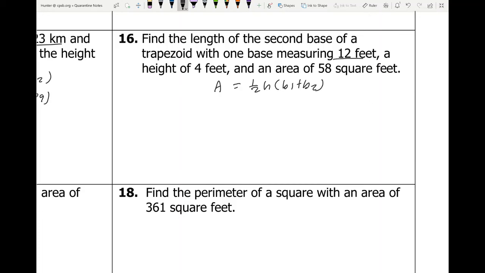So I know one base, I know the height, and I know the area. So 58 is my area, is equal to 1/2 times the height, which is 4, and then times the, I just know one base, and I guess I'll call it B1. I'll leave B2 as it is. So the first thing I want to do, I'm going to go ahead and say 58 is equal to 1/2 times 4, which is just 2.